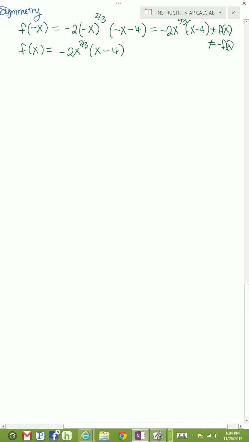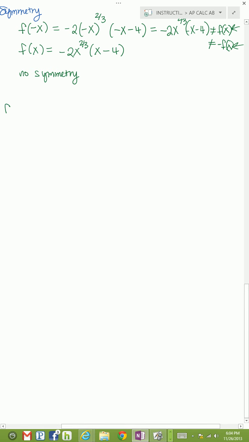Alright, so what that means is this definition up here would have been even, this definition would have been odd. This has no symmetry, at least not about the y-axis or the origin. So I believe that's everything for identifying all the information for f of x.